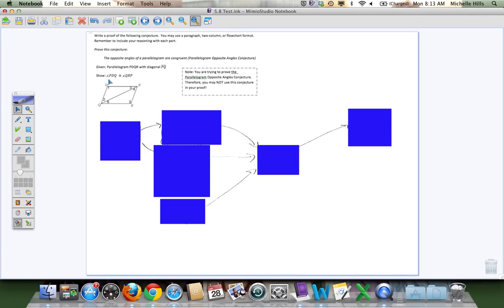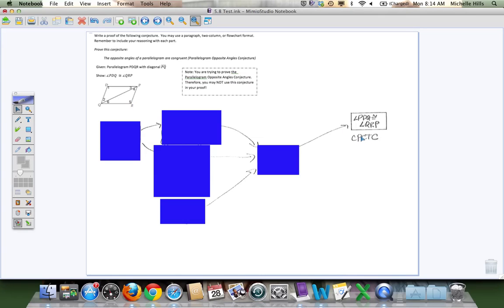It says it wants me to show, so the thing I need to prove is that angle PDQ is congruent to angle QRP. That's always going to be the last thing on the right. So I can go ahead and put that in. Well, the only way I'm going to be able to show that those two angles are congruent to each other, because I'm not allowed to use the parallelogram opposite angles conjecture, since it's what I'm trying to prove, the only other way that I have to prove those two angles are congruent is to use CPCTC.